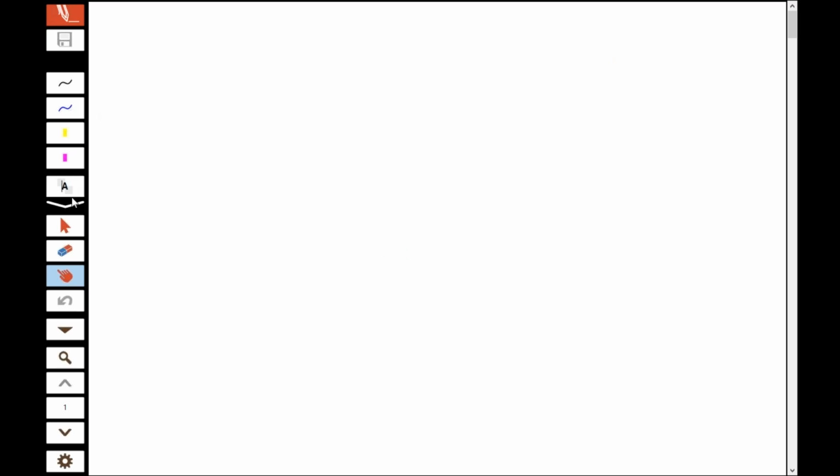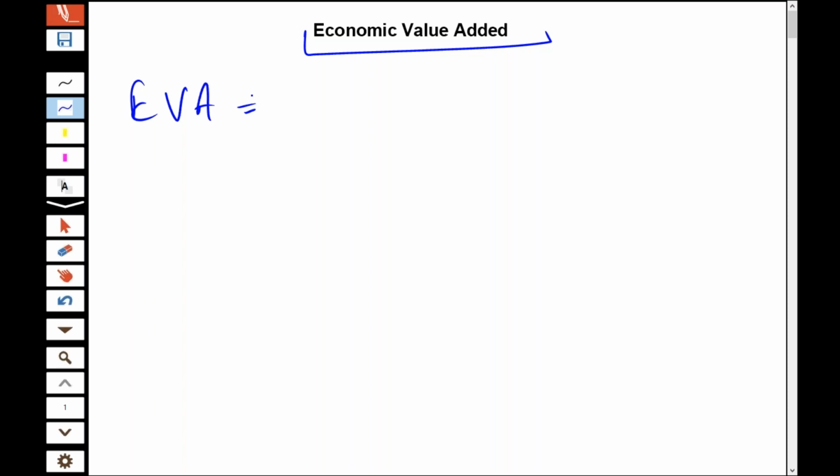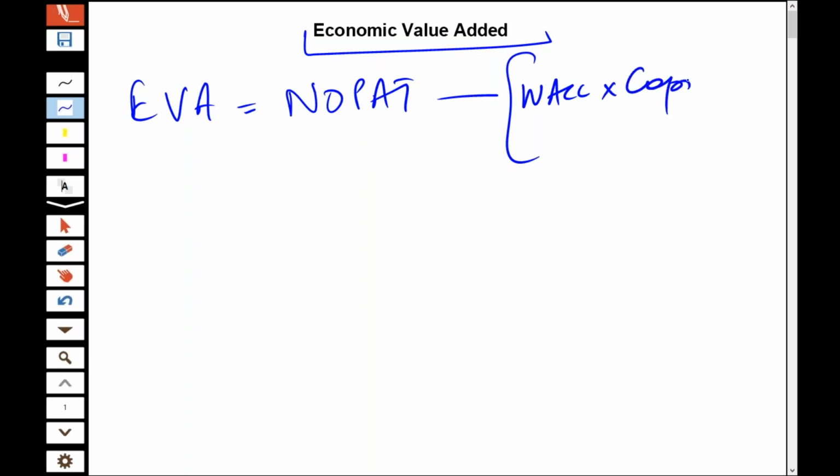Now, the topic that I'm going to start off with is economic value added. Let's talk about the concept of economic value added. The background to the economic value added is that we have a formula for it, and the formula is NOPAT, which is the net operating profit after tax, less the weighted average cost of capital multiplied by the capital employed.